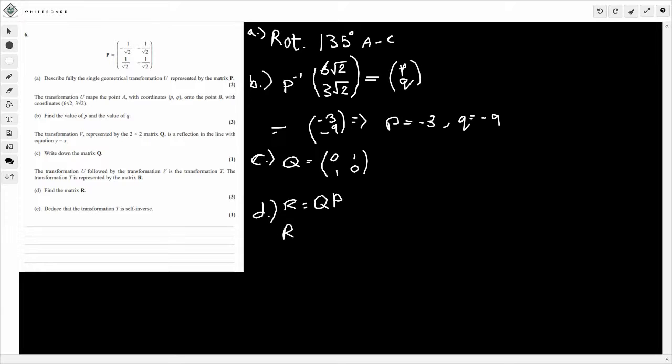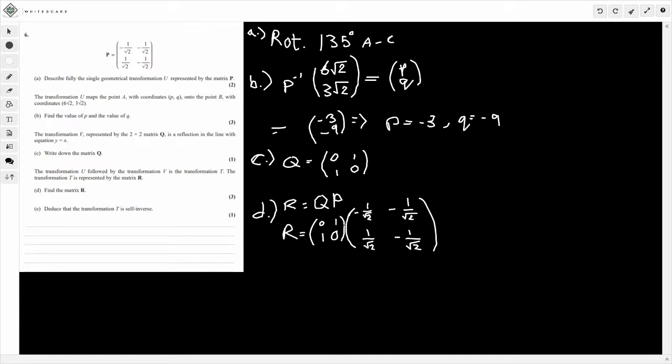So R is going to be equal to the matrix Q, which is what we've just worked out, that's 0, 1, 1, 0, times the matrix P. Remember, P is this matrix here. This is going to be a bit messy. Let's see if I can write it out. Minus 1 divided by square root 2, again minus 1 divided by square root 2, 1 divided by the square root 2, and minus again. So this is R now.